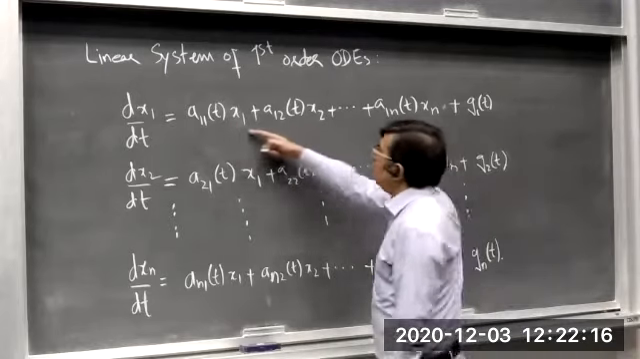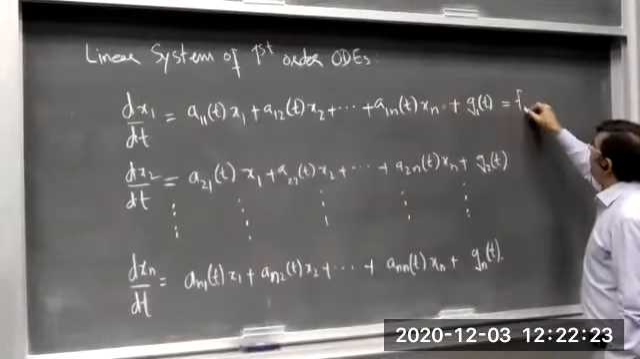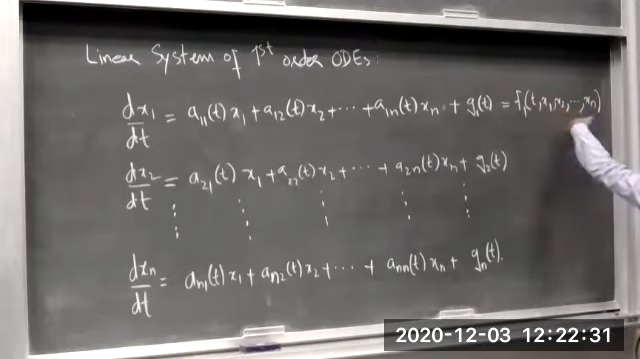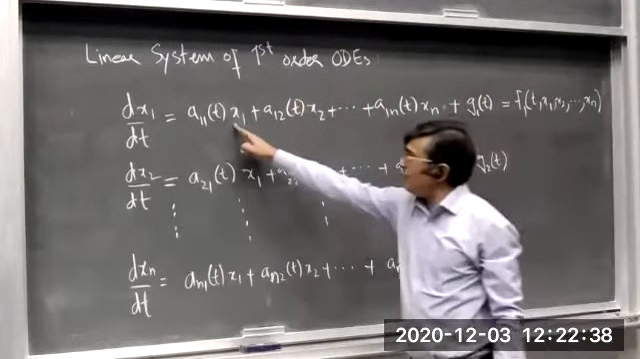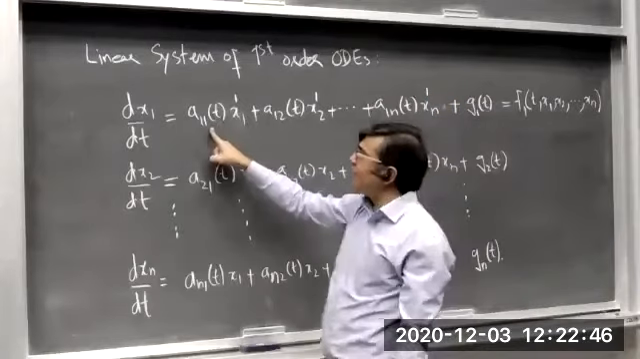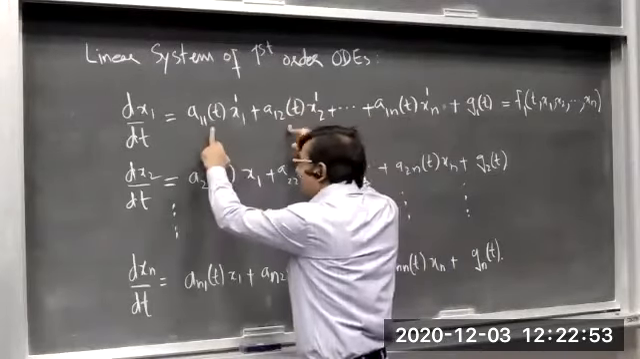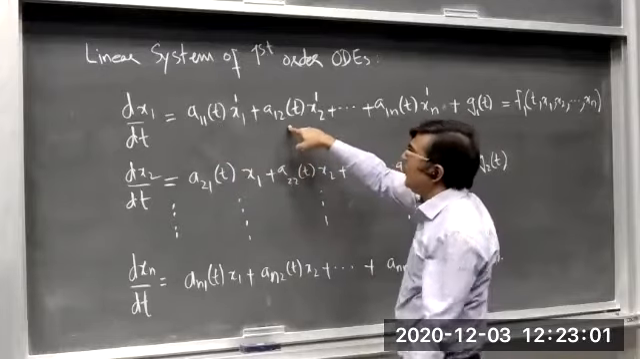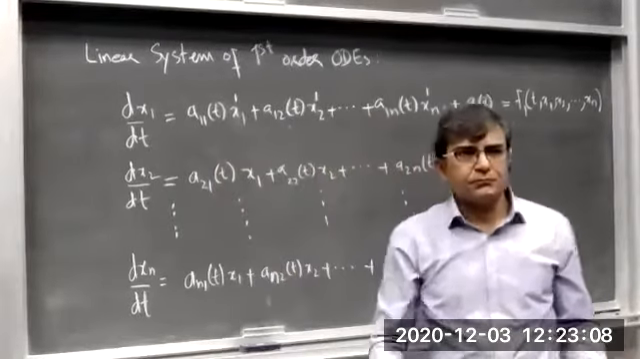All of this was basically F1 of t, x1, x2, so on, xn. Now this function could be linear or non-linear. If it is linear, then we can write it in this form, where x1, x2 are all linear, they have powers 1, and their coefficient functions are functions of t. A11 of t, A12 of t are functions of t only. They cannot involve x1 or x2, that is, dependent variables. They could be functions of t only, or they could be constants.